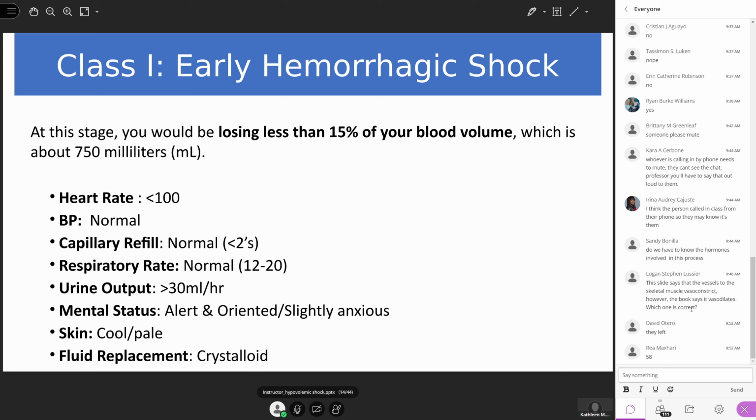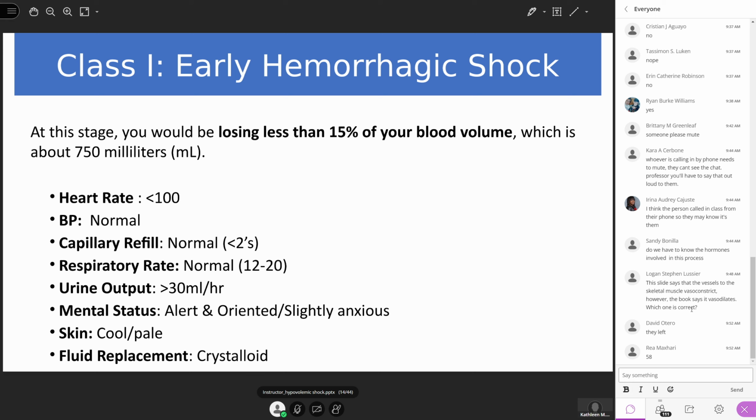Okay. So the next couple slides, we're going to be going down, and this was in your book too, so you can certainly review this. So class 1, early hemorrhagic shock. At this stage, you'd be losing less than 15% of your blood volume. I highlighted the percentage because I think that's important, which is about 750 milliliters. And remember, I told you we had about 5 liters in our system.